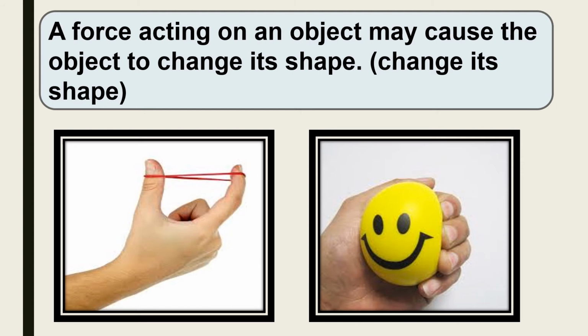Next one is the stress ball. The stress ball, as you can see, if you're pressing it, the ball is changing its shape. The original shape of the stress ball is round, or a circle or a sphere. But if you press it, it suddenly changes its shape because you applied a force. So that is the number one effect of a force. Okay.